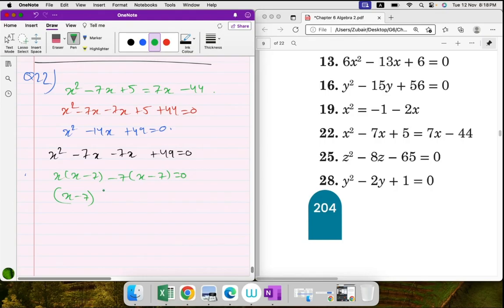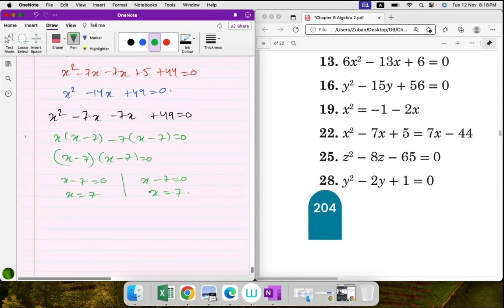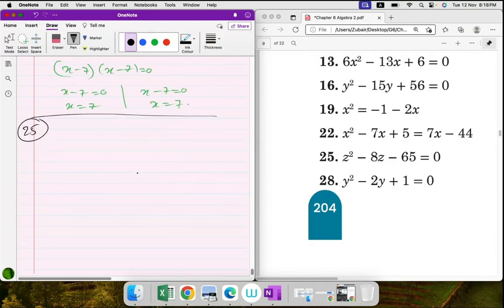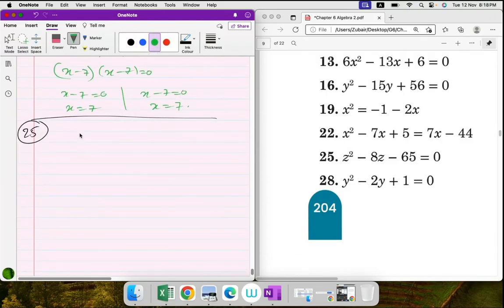x minus 7, x minus 7. x minus 7 equal to 0, x is equal to 7. x minus 7 equal to 0, x is equal to 7. Always show both these factors because this is quadratic, so you should be getting two answers. Yes, sir, I got 7.